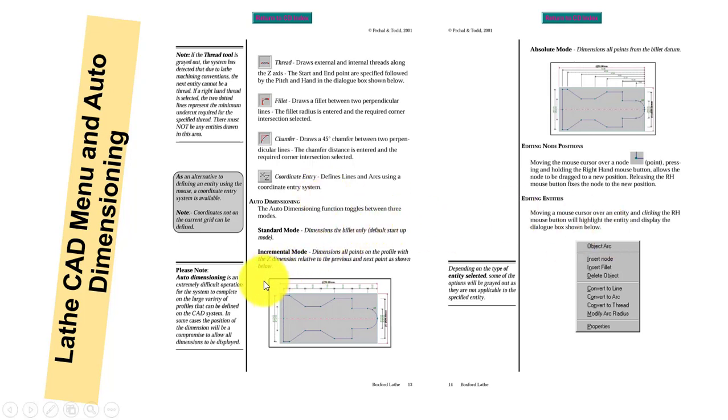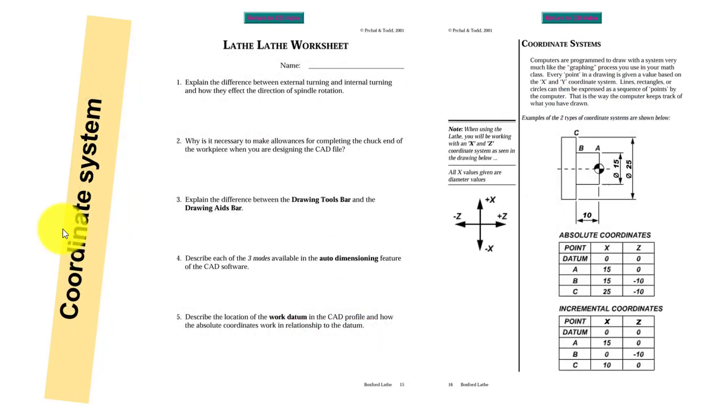You have already practiced or seen the different dimensioning styles in the engineering drawing and CAD lab. So we have incremental mode and absolute mode, and accordingly you can dimension your figure. Next is the lathe worksheet. You can read the questions by yourself and answer them. Coordinate system: we have coordinate systems.